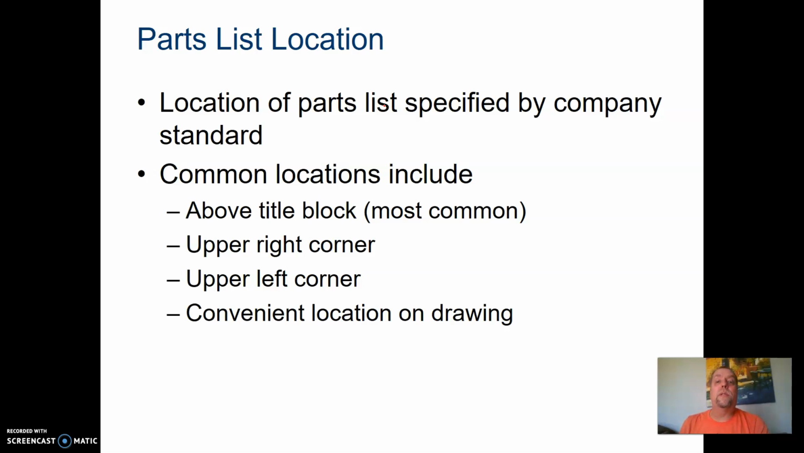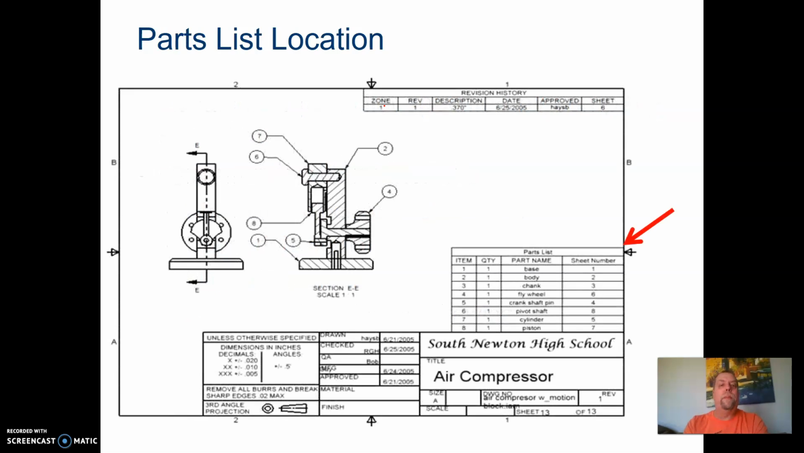The location of the parts list is specified by the company standard. Generally, most companies tell you where to put them. We've been putting them in the lower right corner of the product, generally right above the title block. That's where we've been putting it, on the right side, right above the title block. Possibly the upper right corner or upper left corner. But basically just keeping it out of the way so you can see everything else that's going on in the drawing. Here's an example of one of them right here. The parts list is right there.